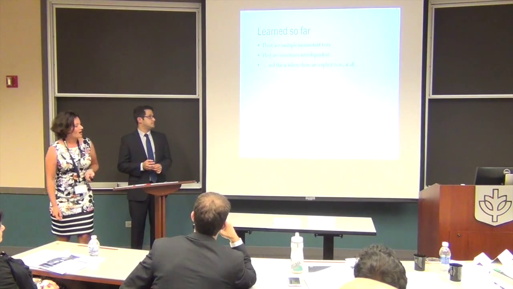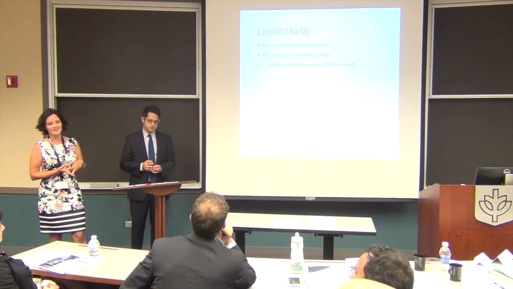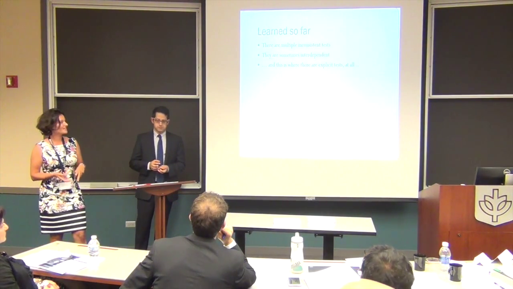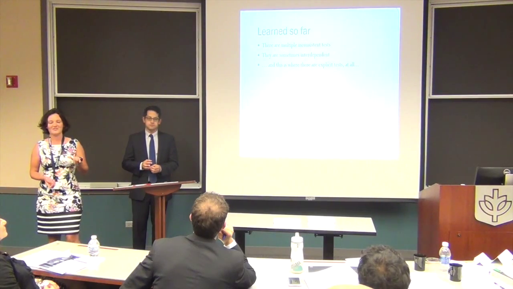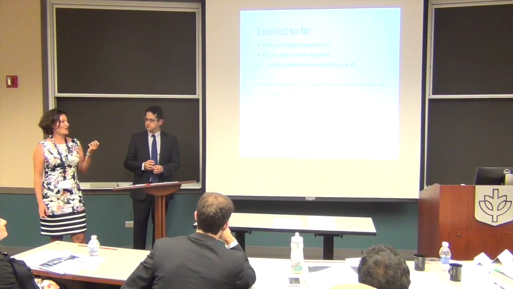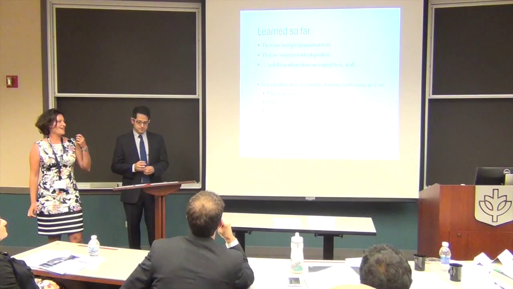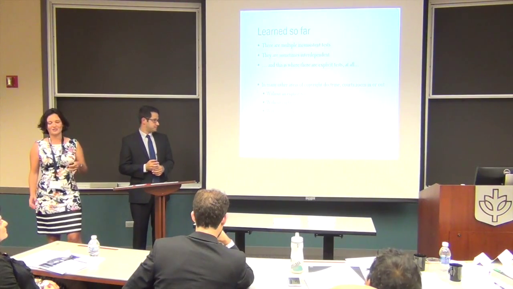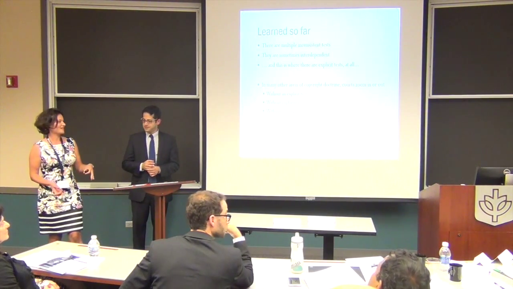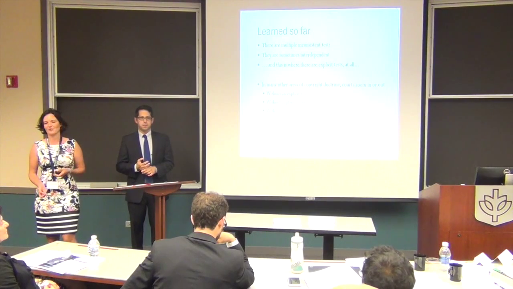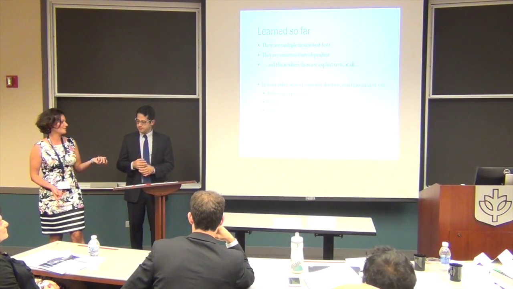So what we've learned so far is that there are multiple inconsistent tests. They're sometimes interdependent. And this is where there are tests at all. So Guy is going to show a number of areas where, in copyright doctrine, courts do this without having an explicit test, without explaining why they're zooming, and without even knowing that they're zooming.